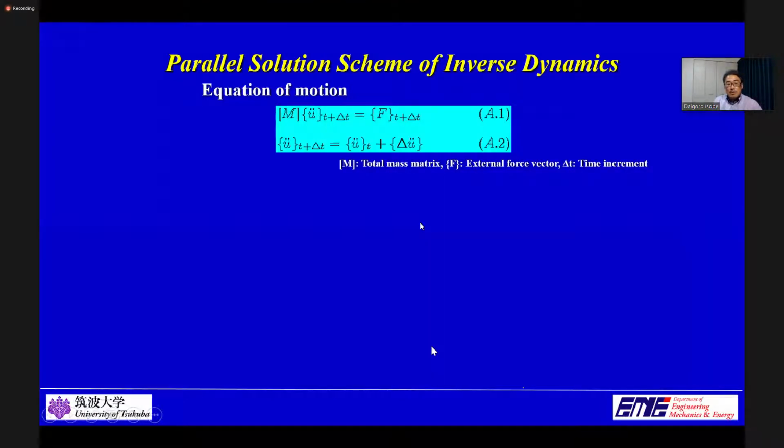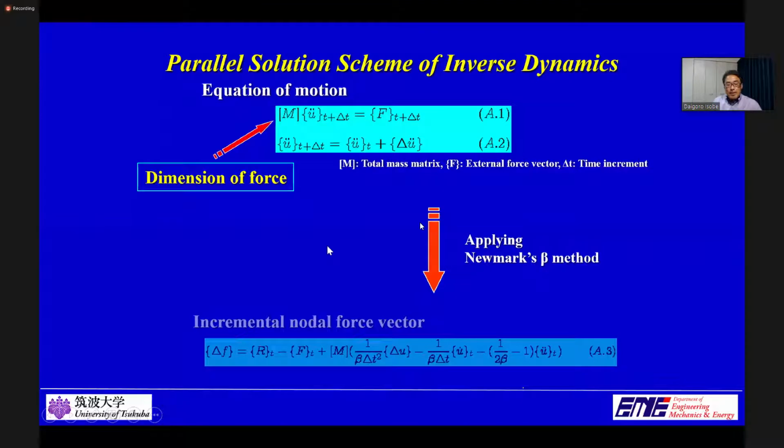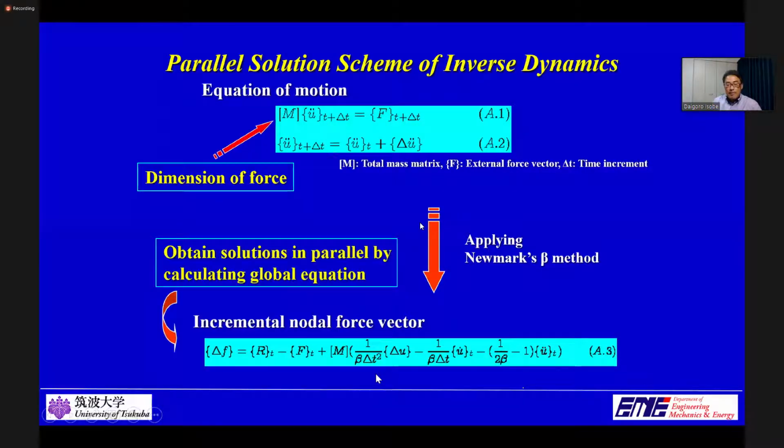In the parallel solution scheme of inverse dynamics, we use the incremental equation of motion as shown here. As you can see, it is written in the dimension of force. By applying the Newmark's beta method as a time integration scheme, the equation of motion is transformed into this equation, which gives the incremental nodal force vector. A target trajectory is given as an input, and nodal forces are obtained in parallel by calculating this global equation. Although the scheme requires incremental calculation, it has been confirmed in previous works that the calculation time in an actual control is suppressed to a practical value.